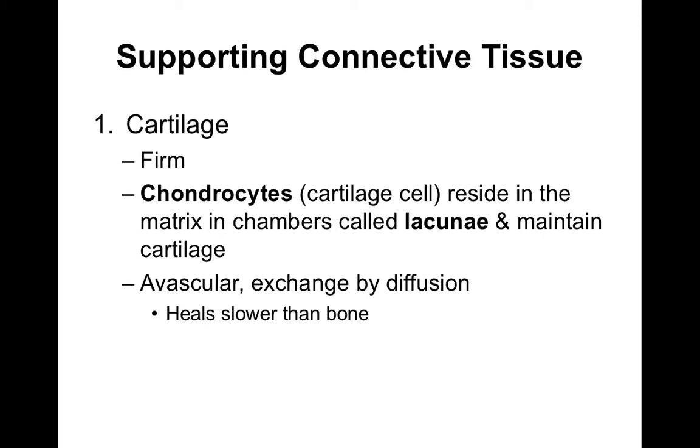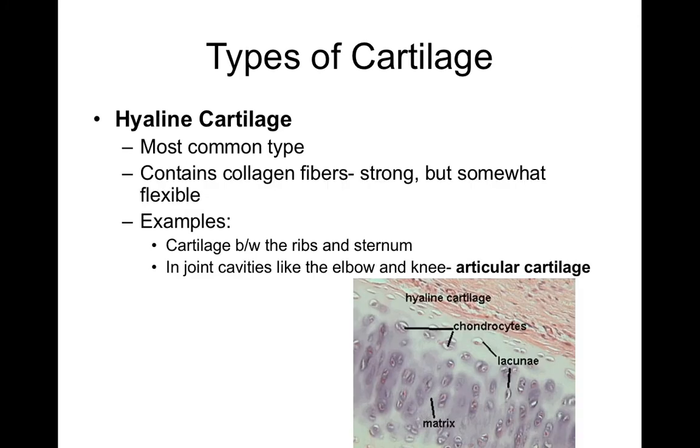Cartilage is avascular, which means that it does not have its own blood supply. All the nutrients move into this tissue via diffusion, and it heals much, much slower than bone, which is why a tear in your meniscus in your knee is so harmful and so painful and usually requires surgery, because cartilage doesn't heal very quickly because it does not have a vascular system supporting it. It only is supported by diffusion.